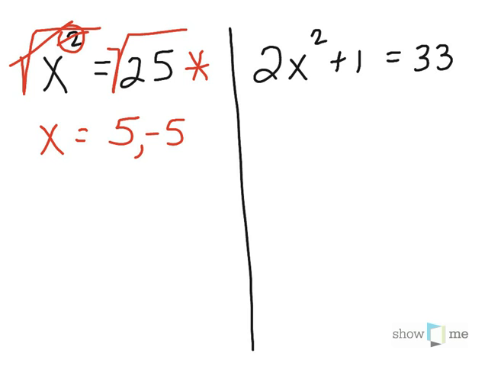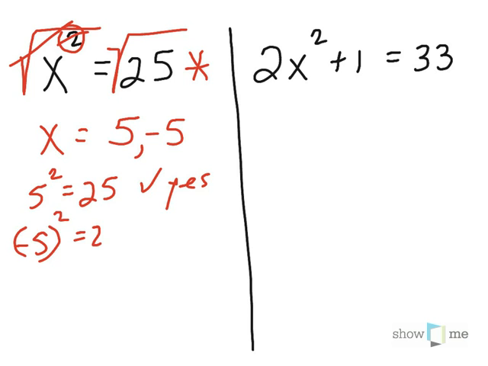You might ask yourself, well, why is that? Let's go back and look. Is 5 squared equal to 25? Yes. How about negative 5 squared? Does that equal 25? Yeah, negative 5 times itself still gives us 25. So I get two answers here that work.